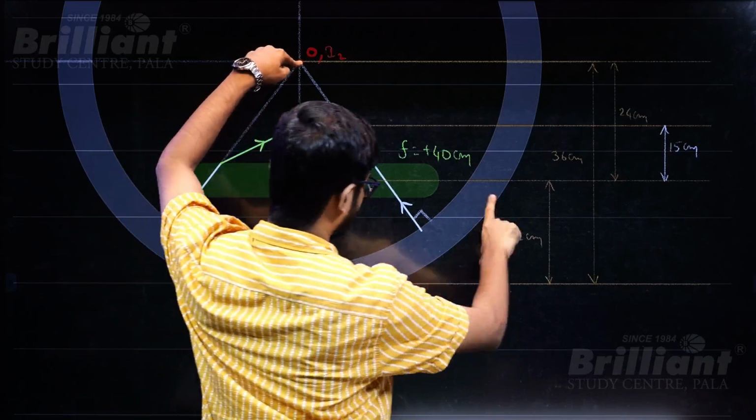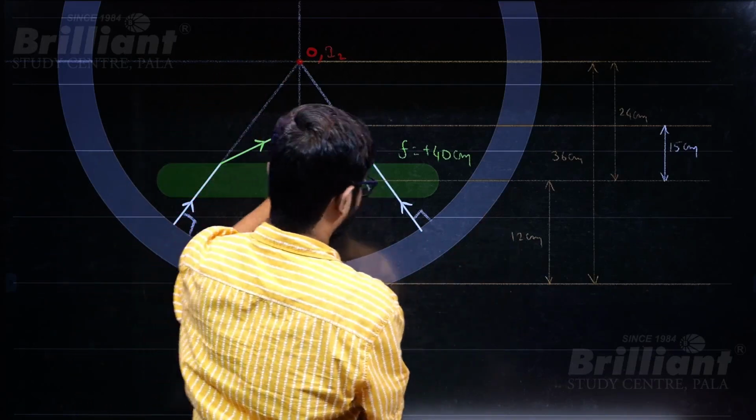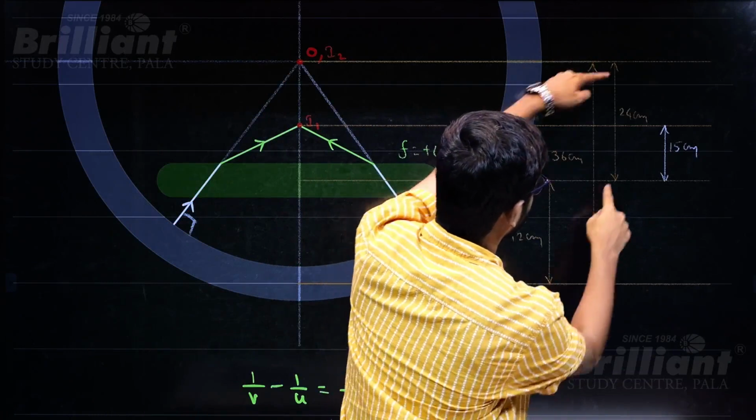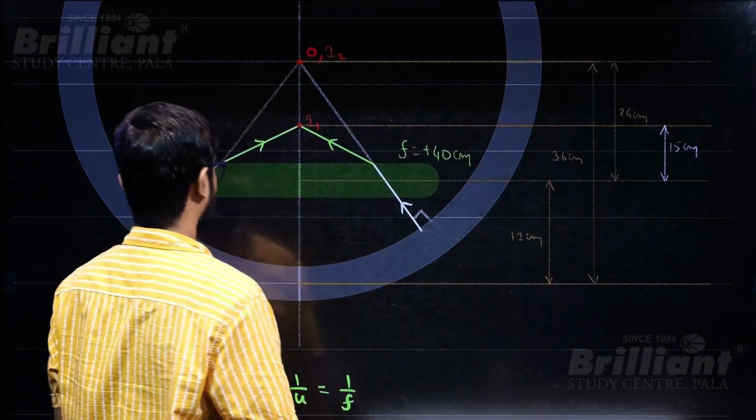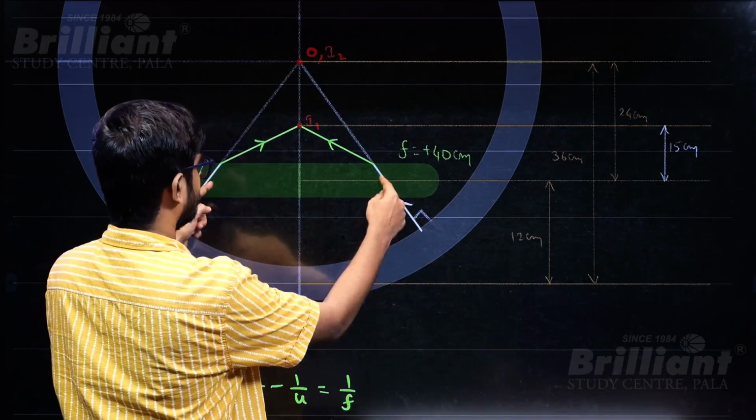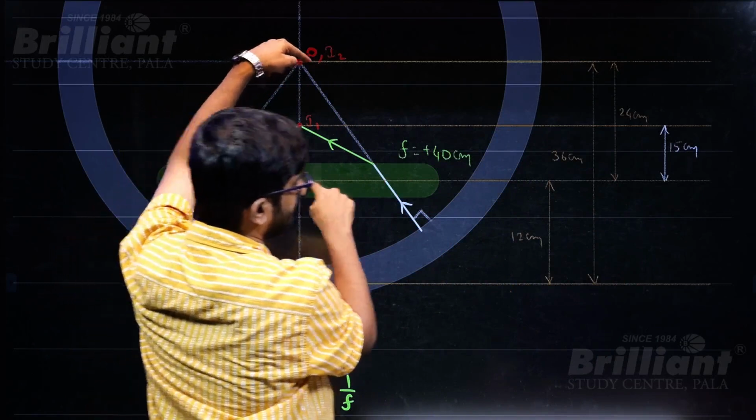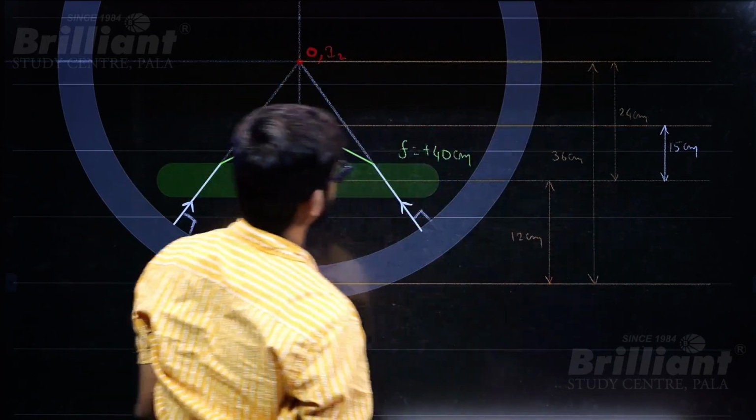Now this distance was given. The distance between this thing and the lens is 12 centimeter. This total is 36 and this is 12, so this is going to be 24. So these are the incident rays. When you extend them, they are going to meet here. So the object distance for this lens is going to be 24 centimeter.